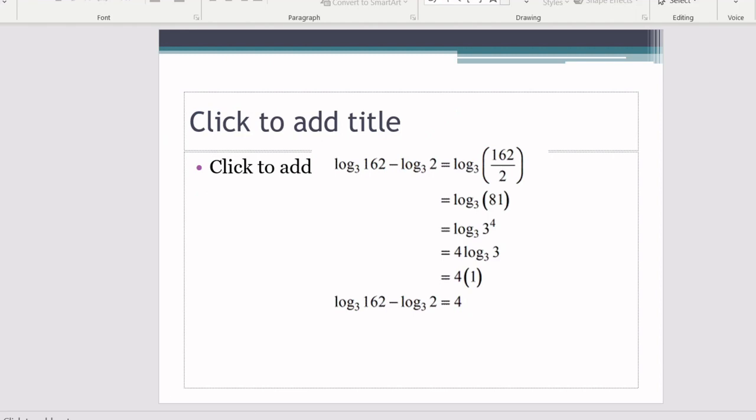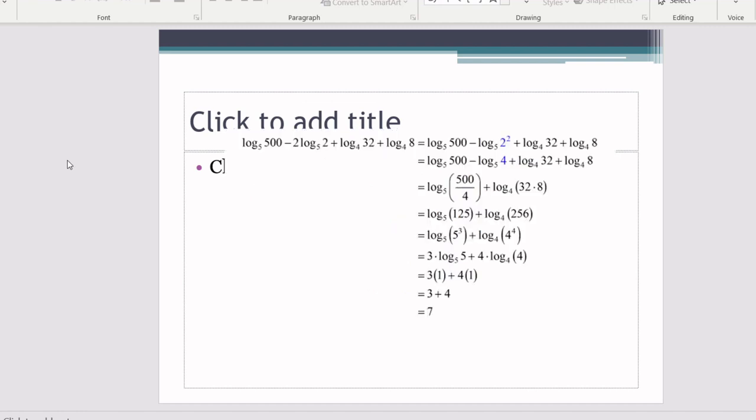There you go. Yes, our answer is 7, which is correct.